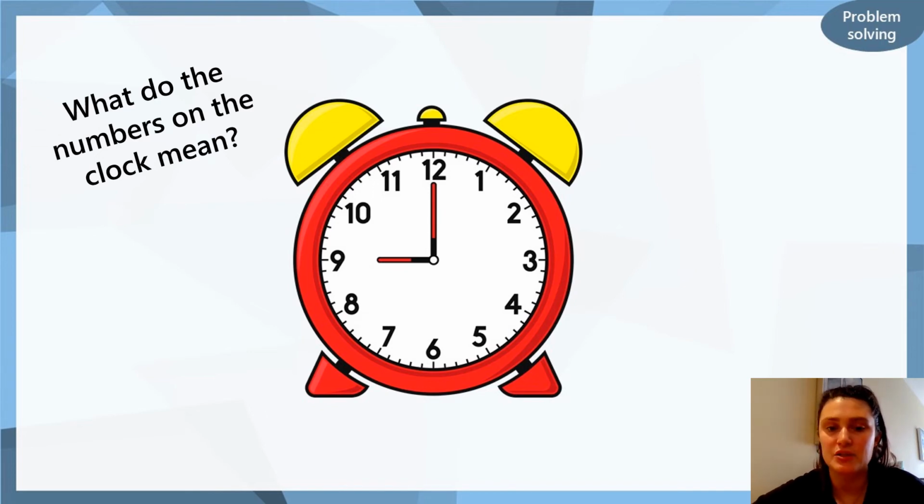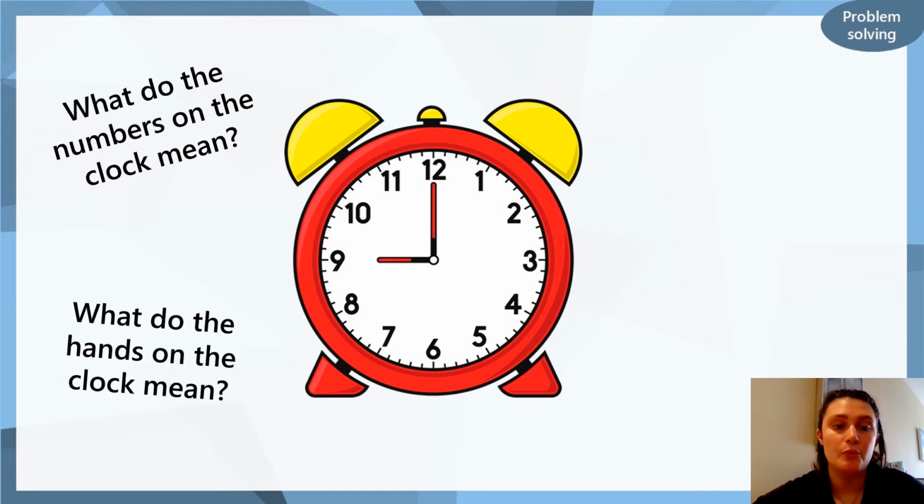If the big hand was at 12 and the small hand was at 10, what o'clock would it be? That's right, it would be 10 o'clock. If the small hand was at 4, it would be 4 o'clock. So these numbers tell us which hour it is. So what do the hands on the clock mean? We've already covered that a bit. The big hand shows us the minute and the small hand shows us the hour.